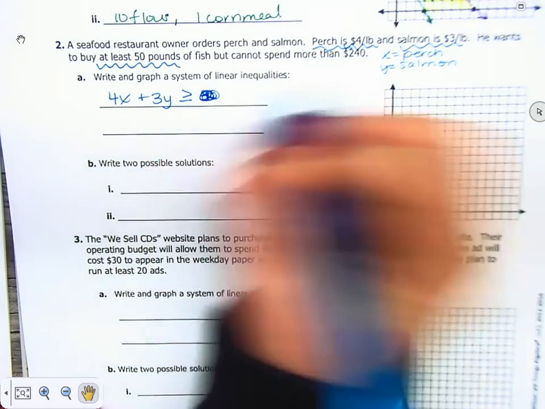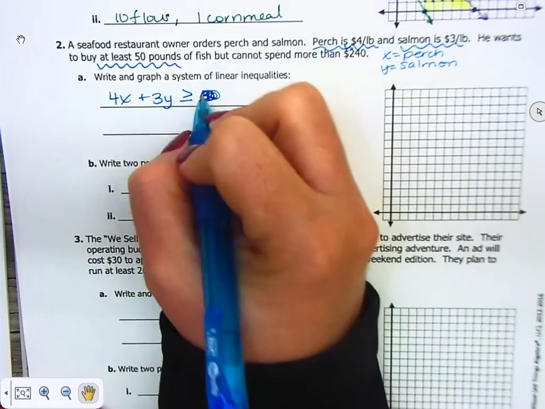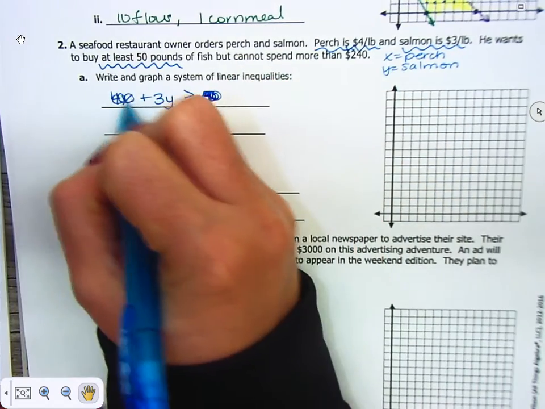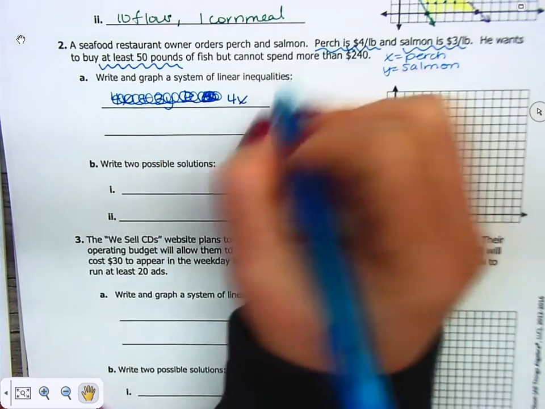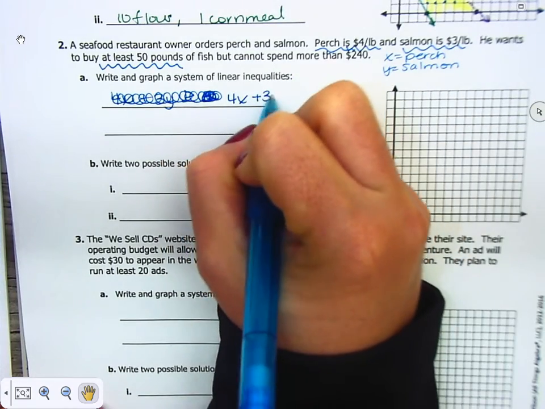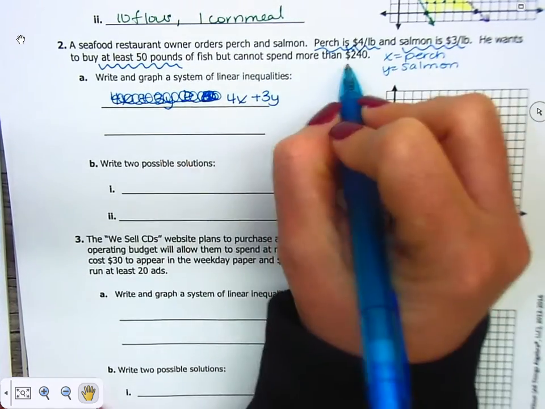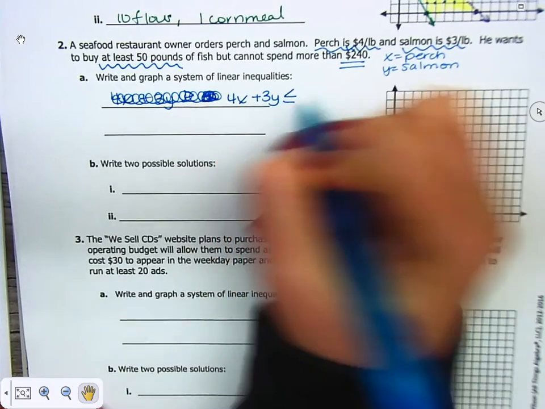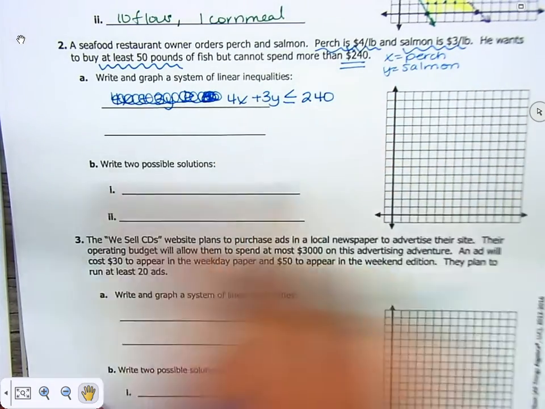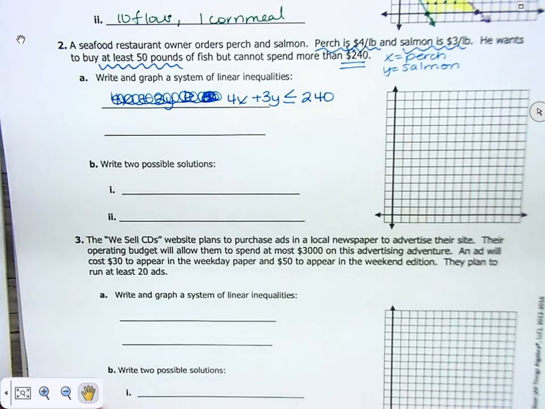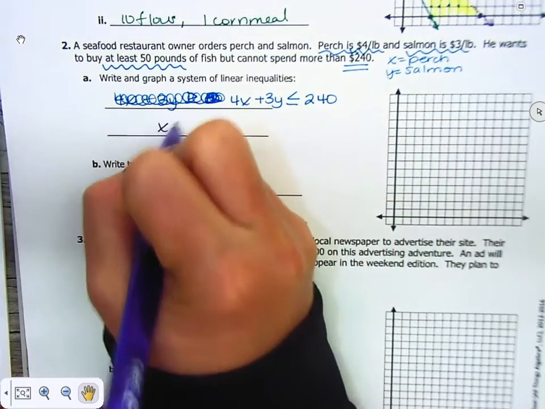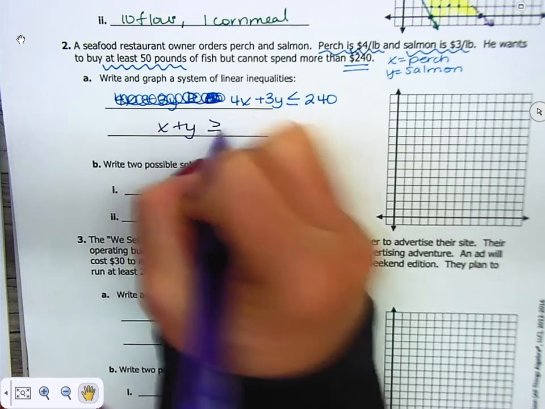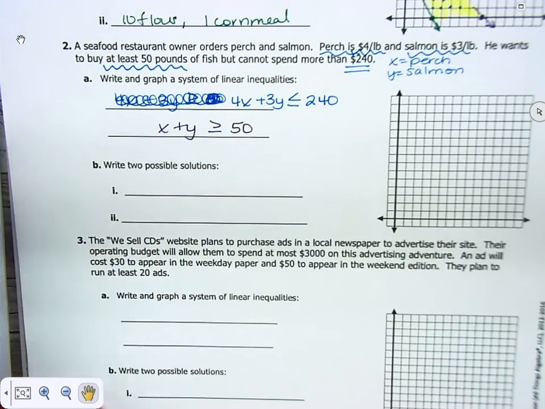Sorry. Okay, but cannot spend more than $240. So let me rewrite that all together, y'all. My bad. Didn't read the whole problem. 4X plus 3Y. So that's our money. And he wants to spend no more than 240. So that's going to be less than or equal to 240. So we can't go over 240. All right. And then at least 50 pounds means that X plus Y has to be greater than or equal to 50 pounds.